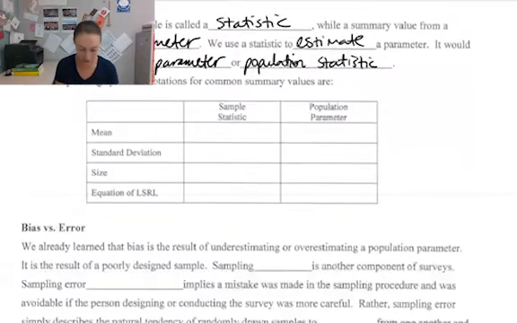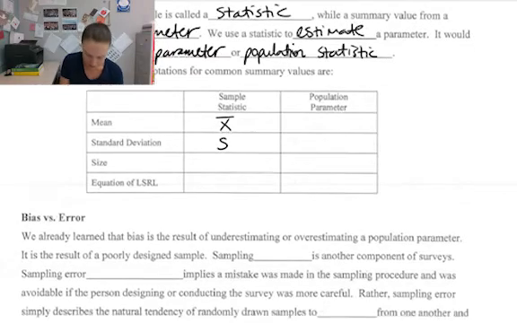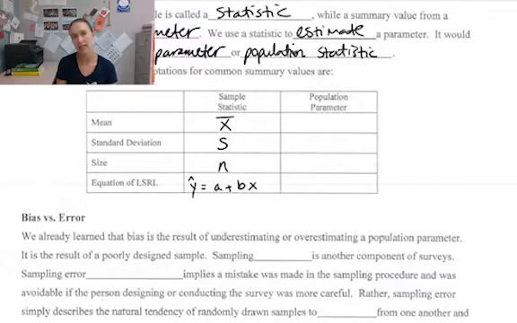All right, the corresponding symbolic notations for common summary values are, for samples, we use x bar for the mean. We use s for the standard deviation. Size is n. And the equation of the least squares regression line would look like y hat equals a plus bx. We did linear regression, least squares regression lines in the last unit, so you're welcome to go back to my videos and watch that if needed.